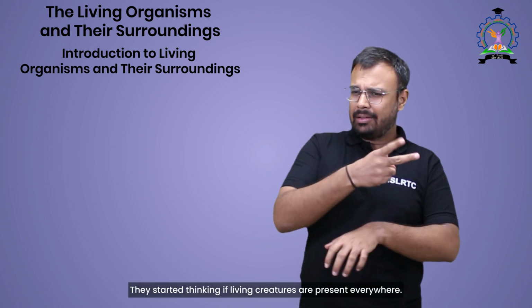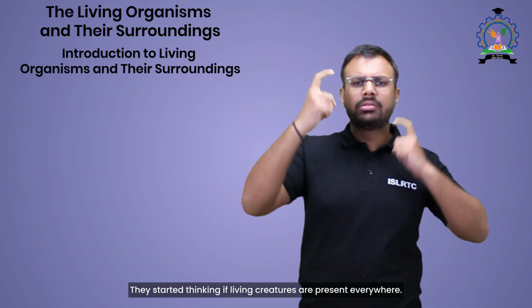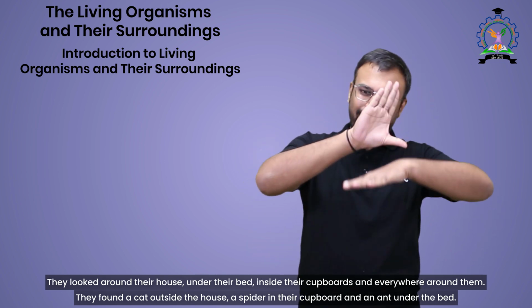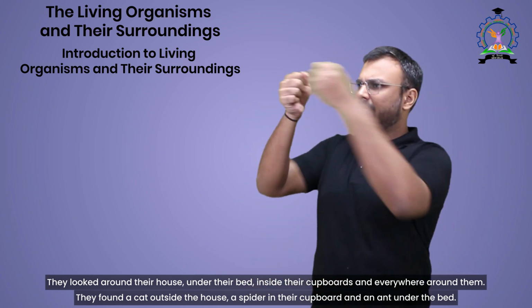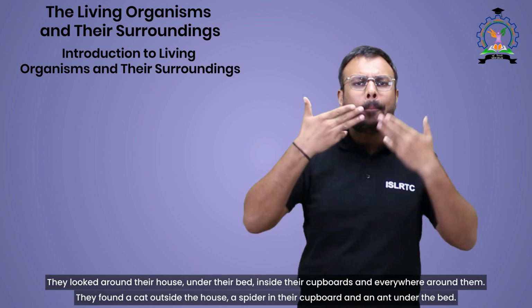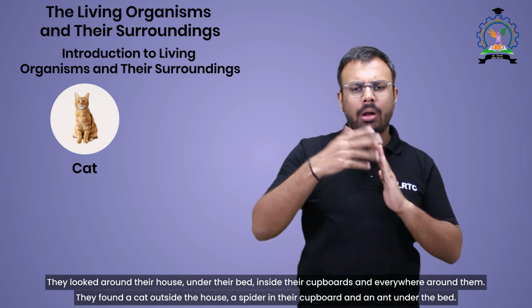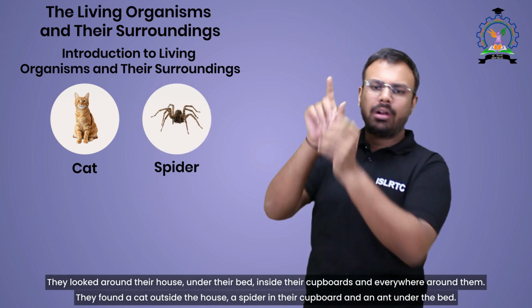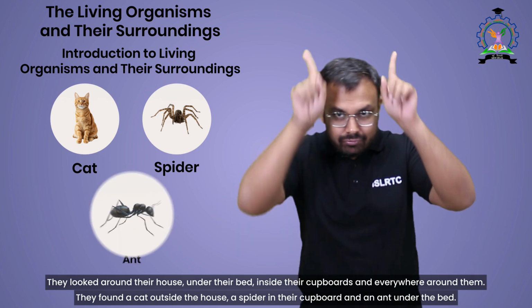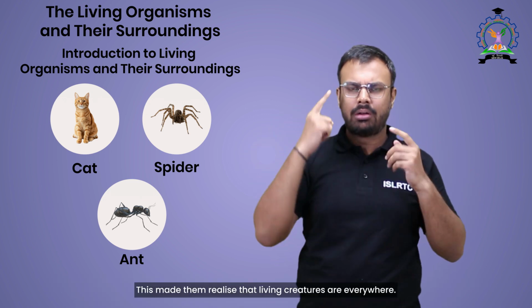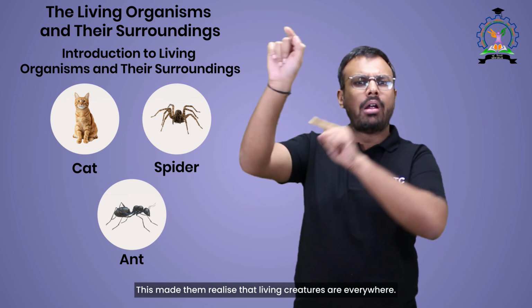They started thinking if living creatures are present everywhere. They looked around their house, under their bed, inside their cupboards and everywhere around them. They found a cat outside the house, a spider in their cupboard and an ant under the bed. This made them realize that living creatures are everywhere.